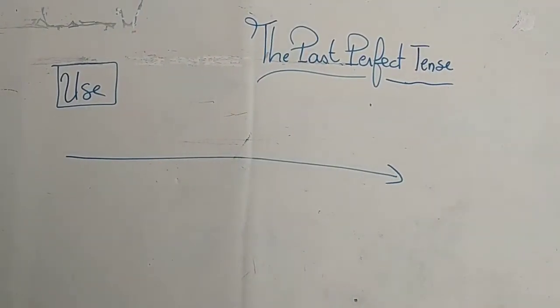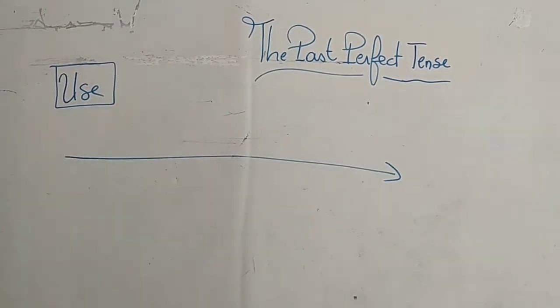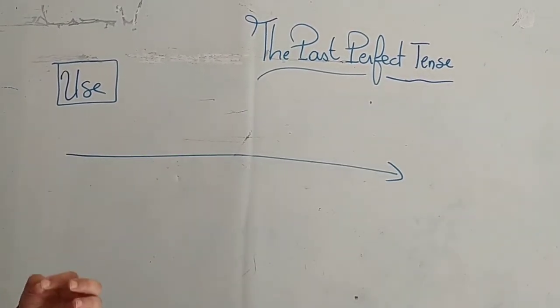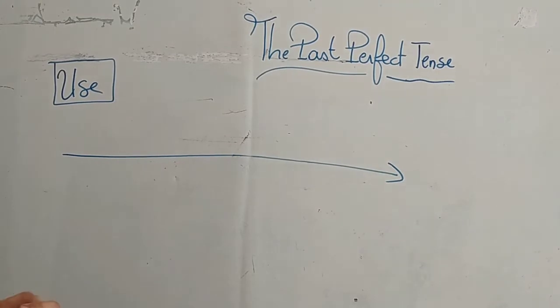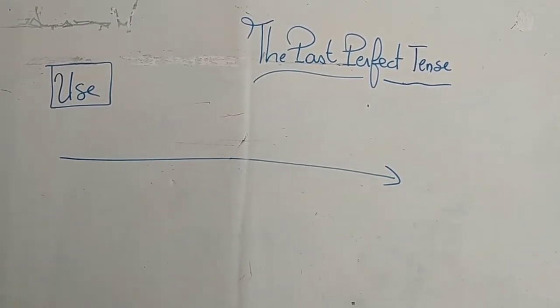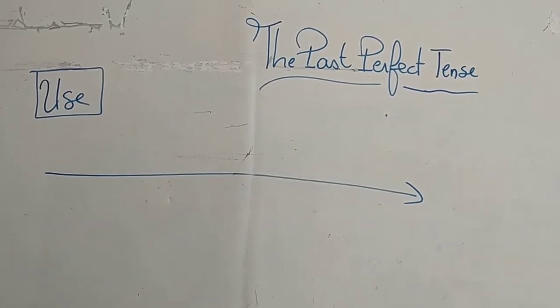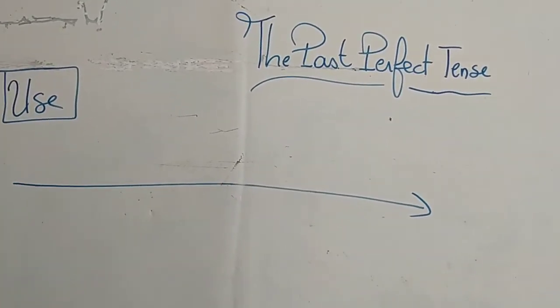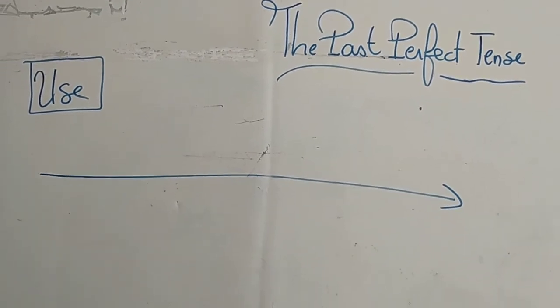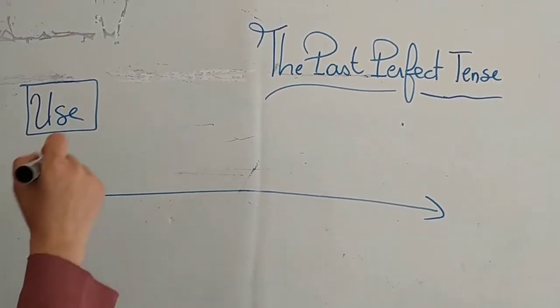Okay, concerning the use of the past perfect tense, we use it to talk about the past in the past. Yes, كنهضروا على شي حاجة وقعت في الباست ولكن قبل منها وقعت شي حاجة أخرى. شي حاجة وقعت قبل من شي حاجة في الباست. داكشي علاش قلت لكم the past in the past.